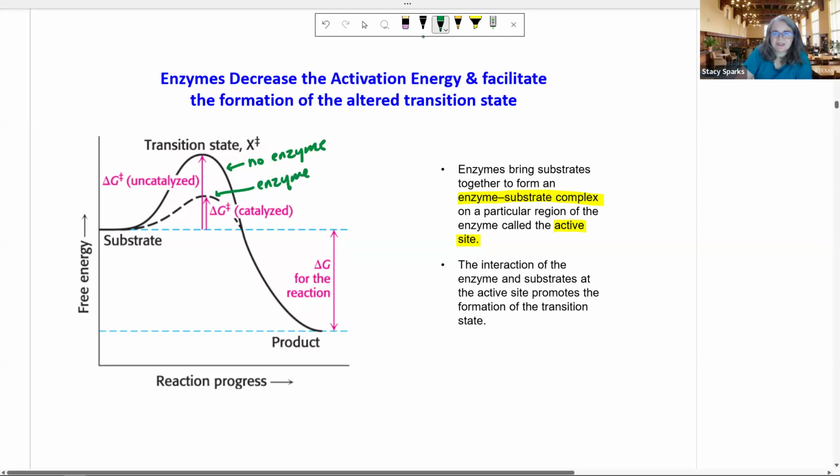And what we see is that that hill is smaller, right? Notice delta G is the same. And this would be the standard Gibbs free energy change. All right, but what we see is that hill becomes smaller, and it's because of this enzyme substrate interaction.